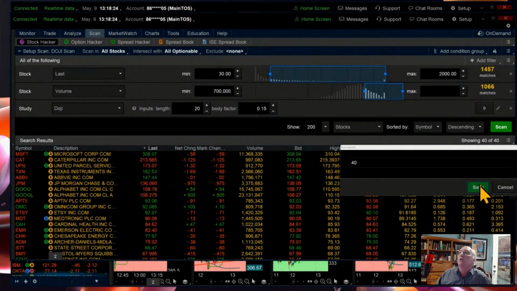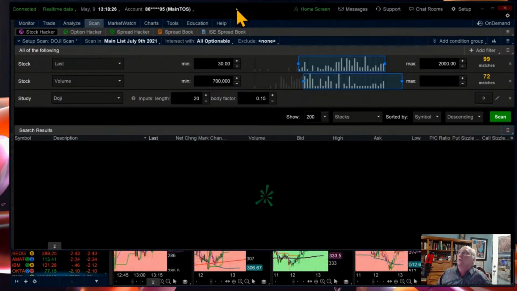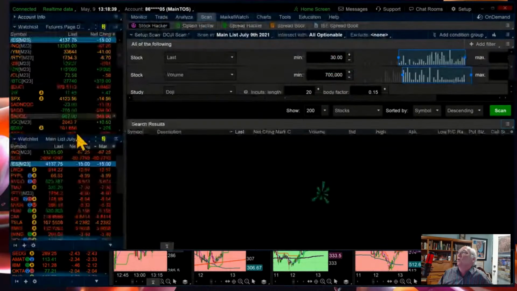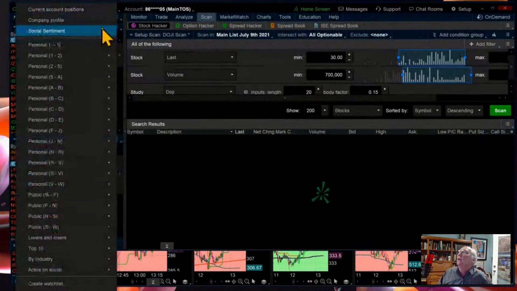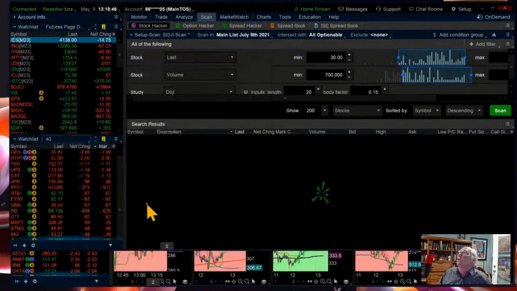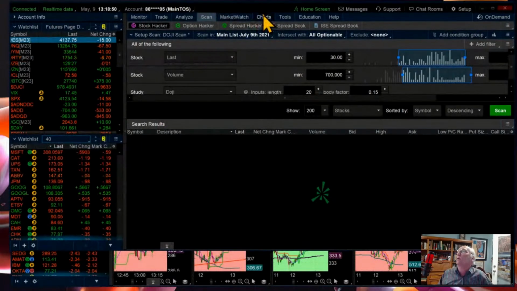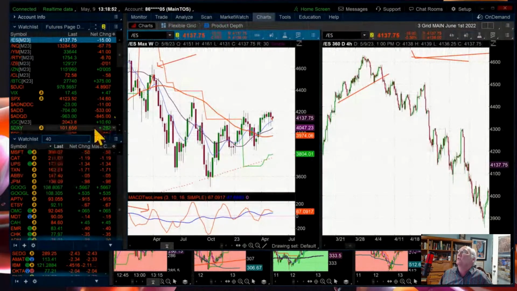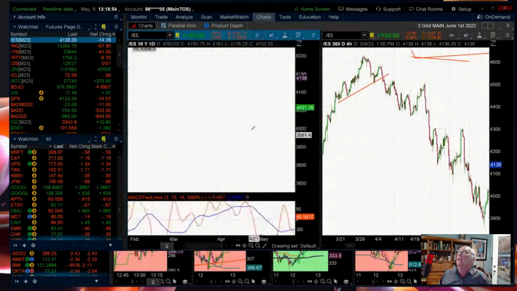Now, Neil, this goes with what you're saying. If you see dojis, you really want to combine it with whether it's a doji in an uptrend or a downtrend. So you could do that too. But first, I'm just going to take this and go to 40. I just want to give you an example of what spits out. I like taking the most expensive for an example.